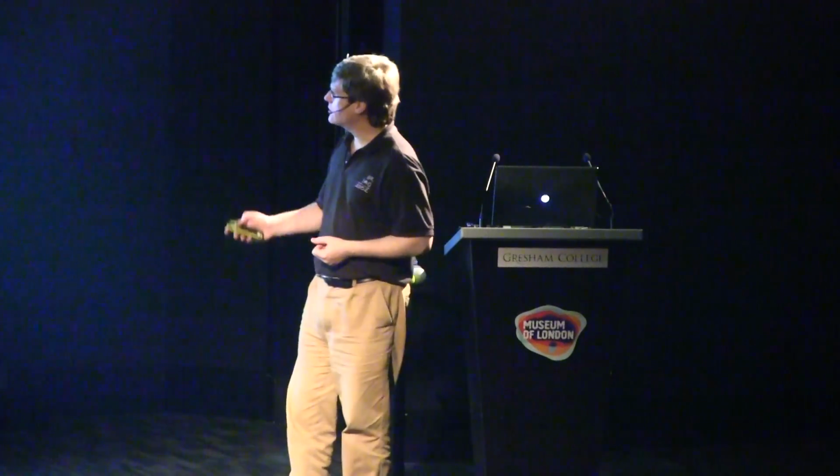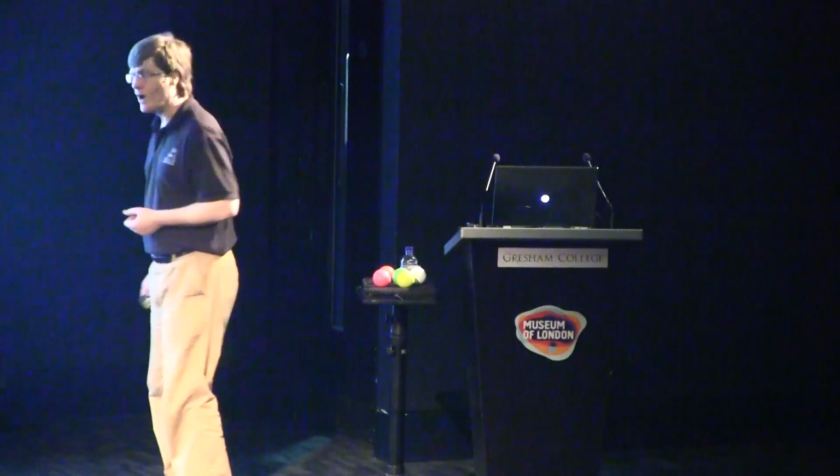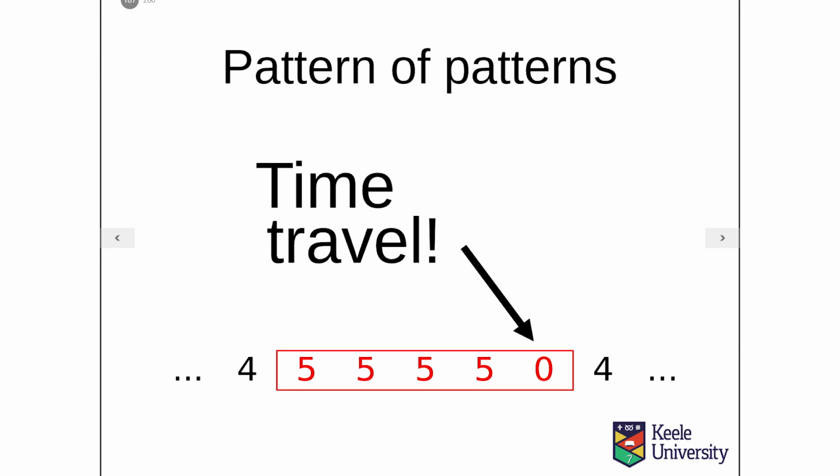And to be honest, I don't actually care what comes next. 5. Go on. 5. 0. And that's time travel. So you have predicted the existence of a juggling trick that requires time travel.